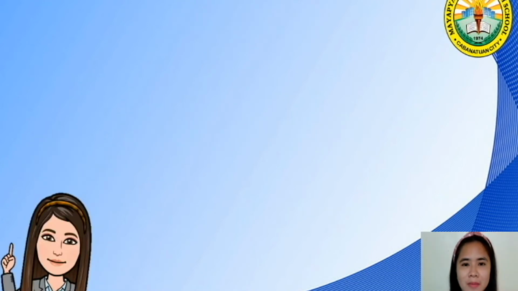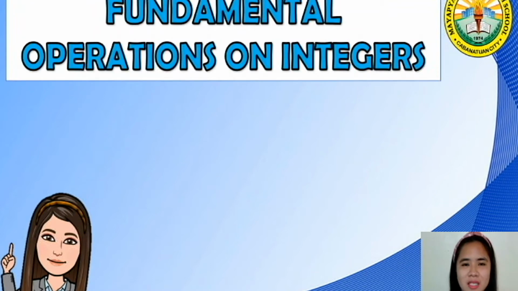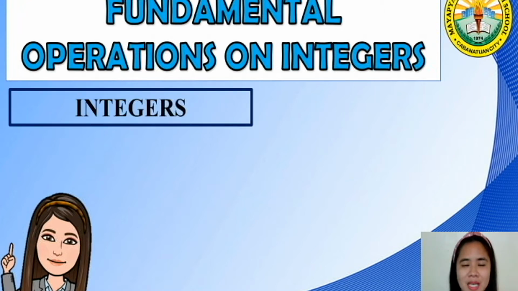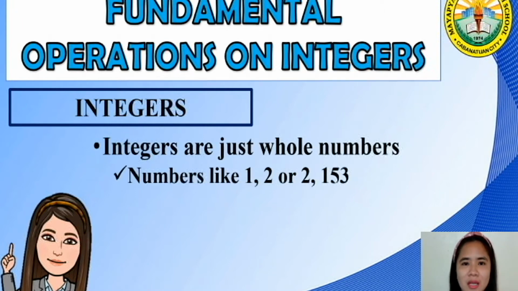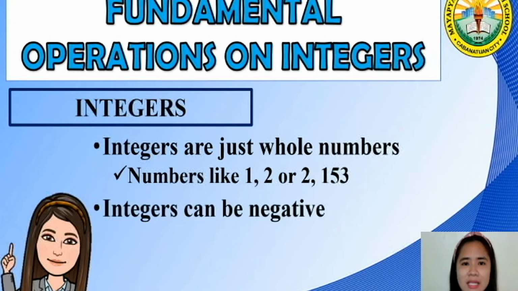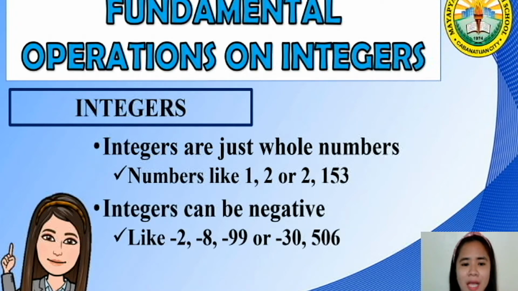Let's talk about fundamental operations on integers. But before that, let us define what integers are. Integers are whole numbers like 1, 2, or 2153. And negative numbers that has no fractional part like negative 2, negative 8, negative 99, or even negative 30,506. Integers compose of the positive numbers, the negative numbers, and 0.